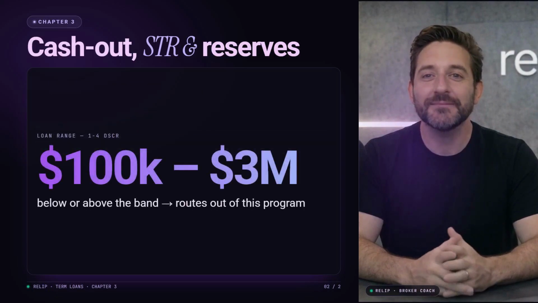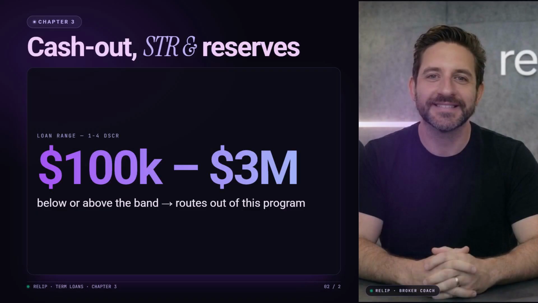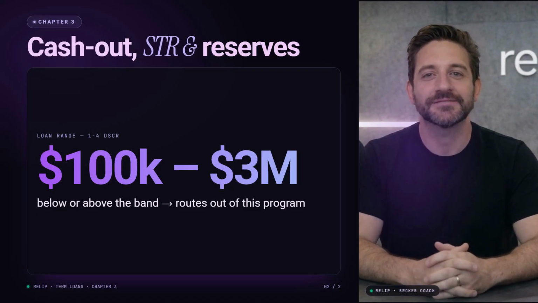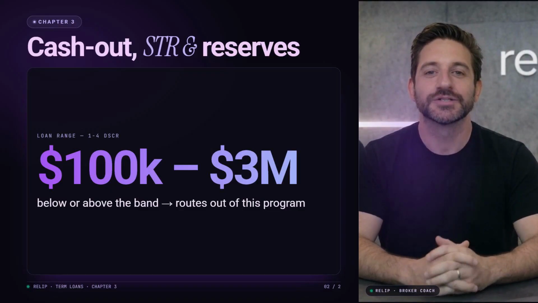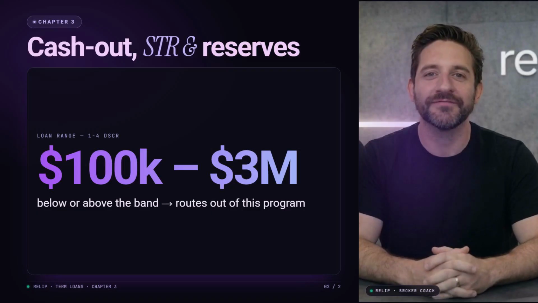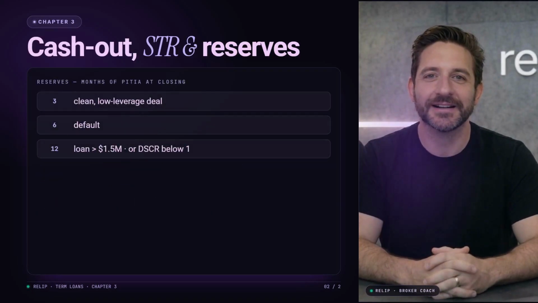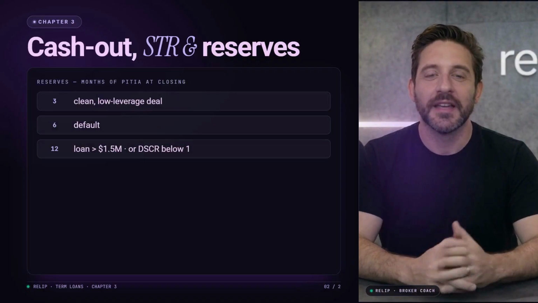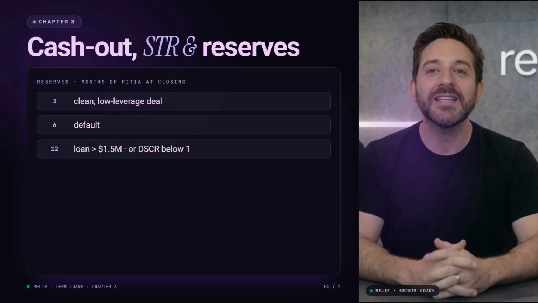Reserves, that's how many months of housing payments the borrower needs sitting in the bank at closing, are 6 months by default, 3 months for a clean low-leverage deal, 12 months if the loan is over 1.5 million or the DSCR is below 1. That's 1 to 4 DSCR. The first program the engine tries on any residential rental.